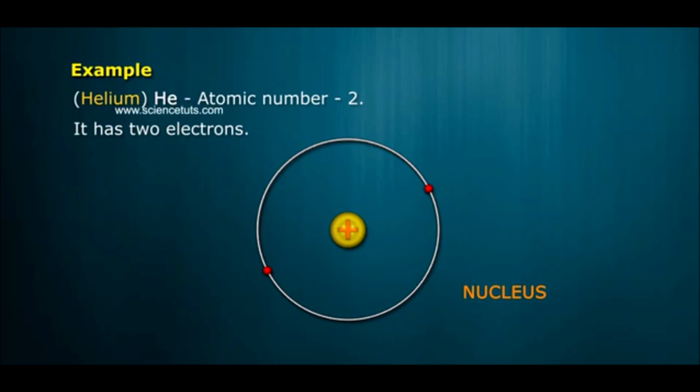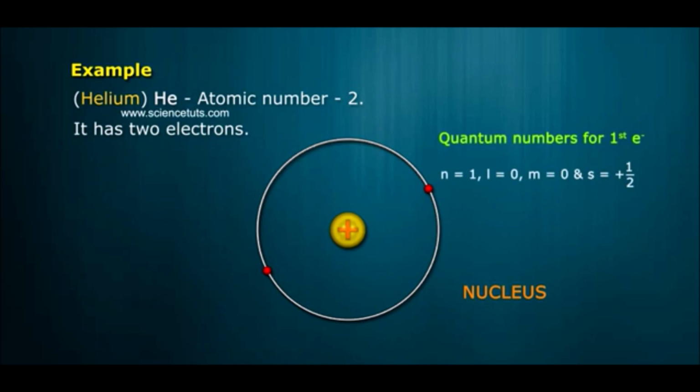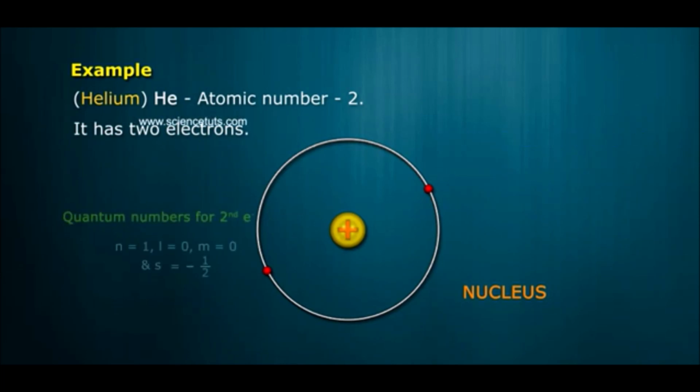It has 2 electrons. Quantum numbers for the first electron: n is equal to 1, l is equal to 0, m is equal to 0, and s is equal to plus half. Quantum numbers for the second electron: n is equal to 1, l is equal to 0, m is equal to 0, and s is equal to minus half.